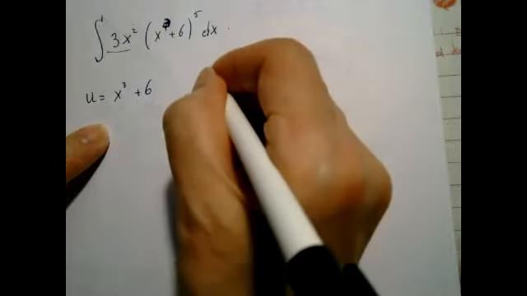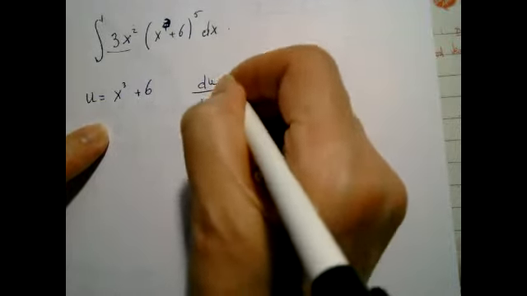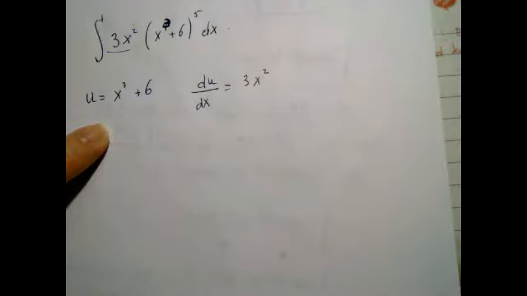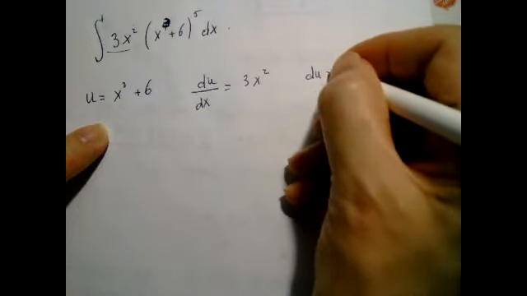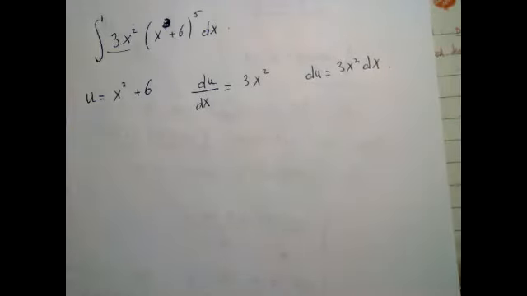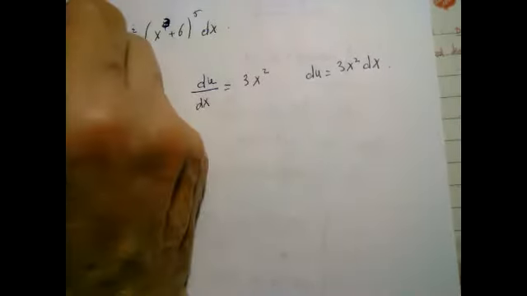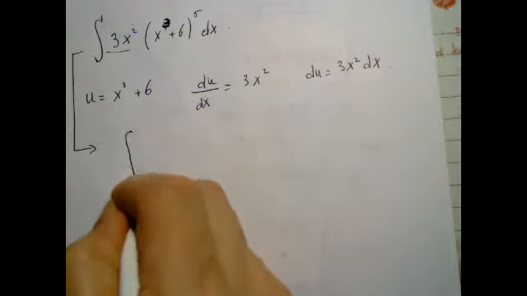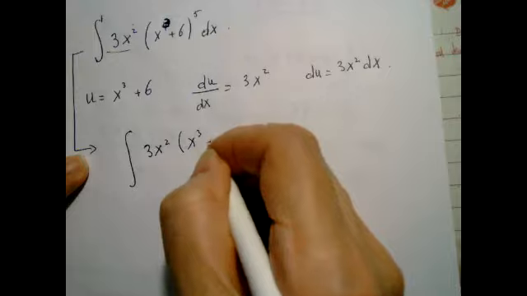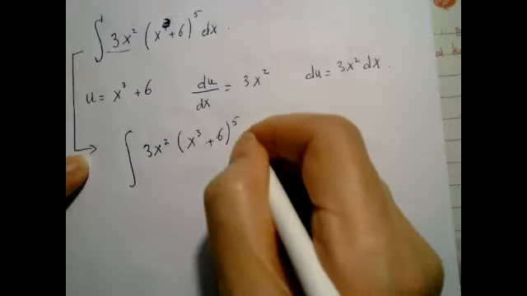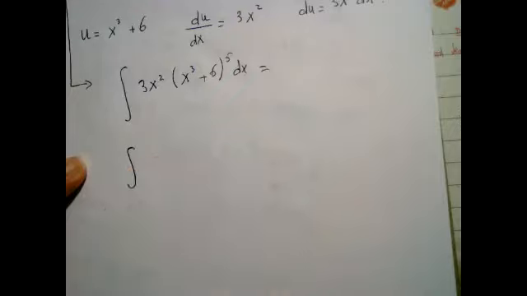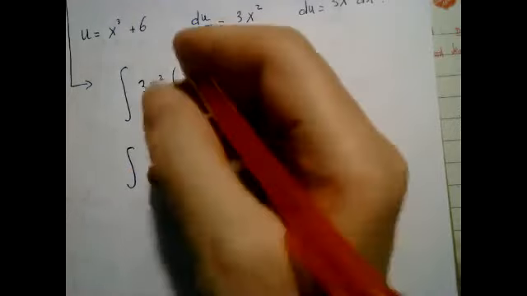So now du dx is 3x squared, then du is 3x squared dx. And now everything in terms of u. So I'm going to take this integral, rewrite it here, and substitute everything in terms of u. Equal to, in terms of u, every piece, everything.